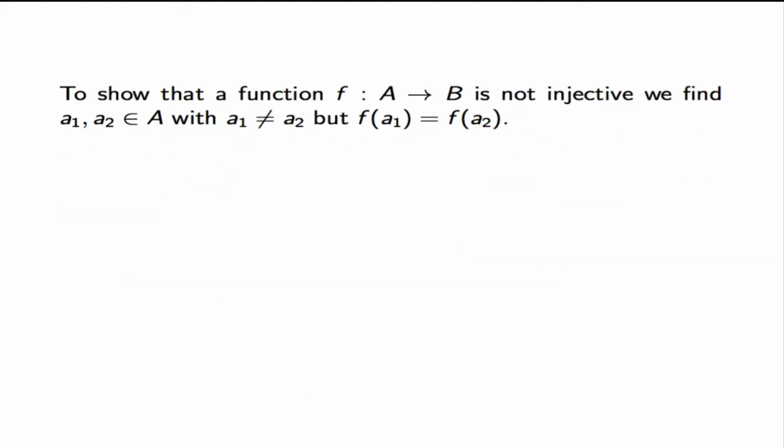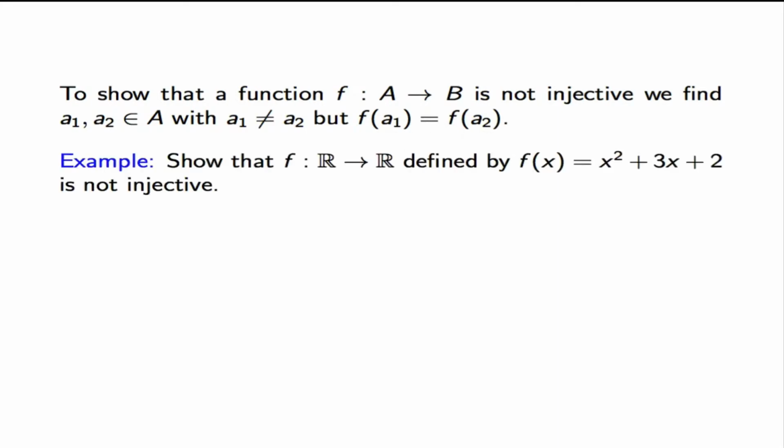So let's now move to the task of showing that a given function is not injective. Let's suppose that we are given a function f from a set A to a set B, and we are asked to show that f is not injective. Then what we need to do is to find two elements a1 and a2 of A which are different, a1 is different from a2, but for which f of a1 is equal to f of a2.